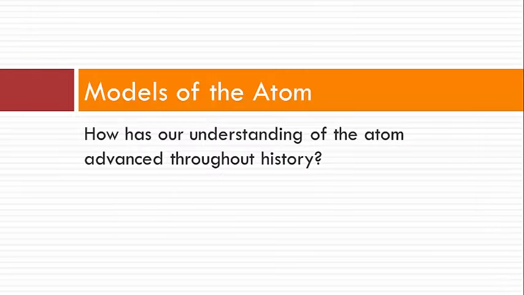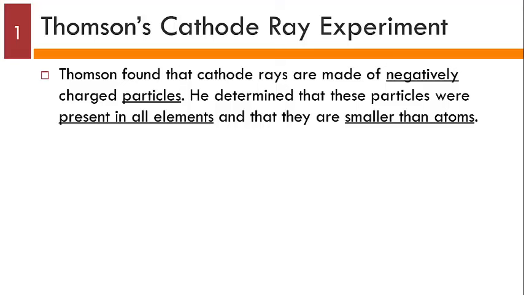The first questions are about the models of the atom. During his cathode ray experiment, Thomson found that cathode rays are attracted to the positive end of a magnet. Based on these results, how did Thomson modify Dalton's atomic theory?